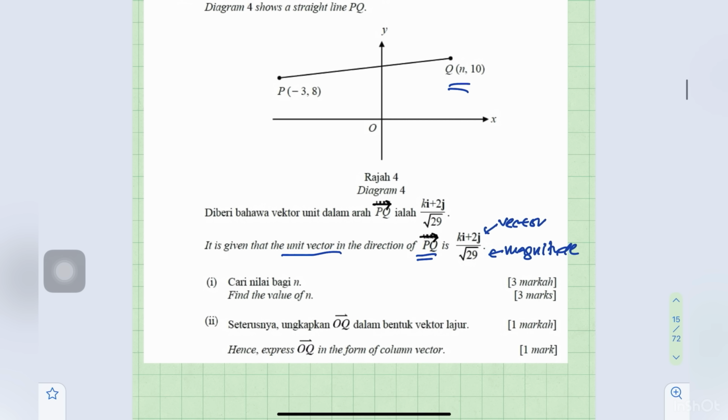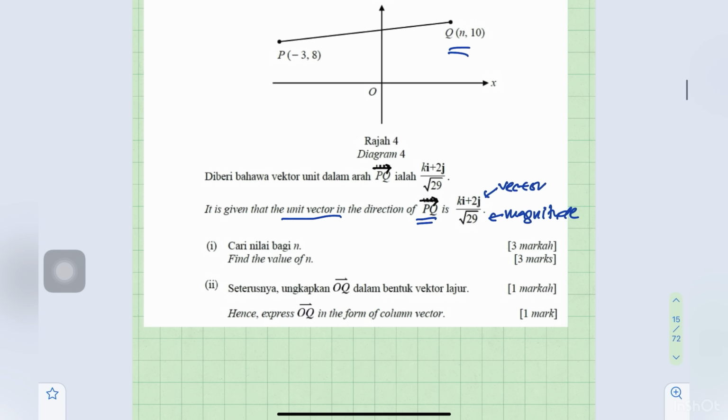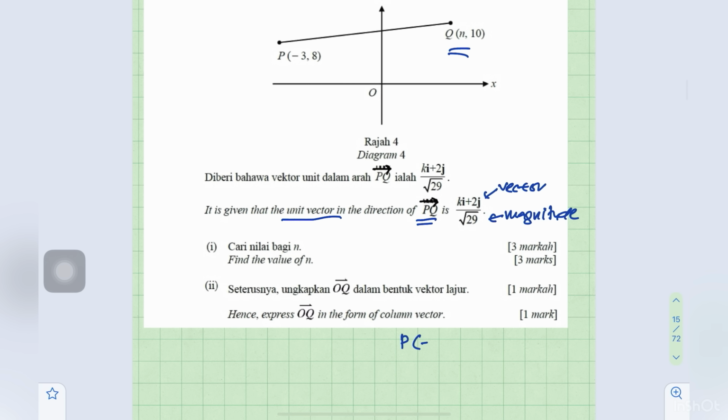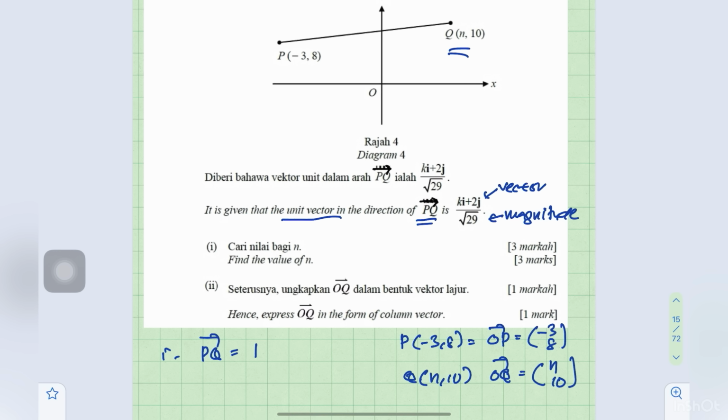So at first, we must find vector PQ. From the diagram, given coordinate P is (negative 3, 8). So we can find the position vector OP equals (negative 3, 8), written as a column vector. Coordinate Q, so vector OQ is (n, 10). Then we can find the vector PQ by using the triangle law: PQ is PO plus OQ.